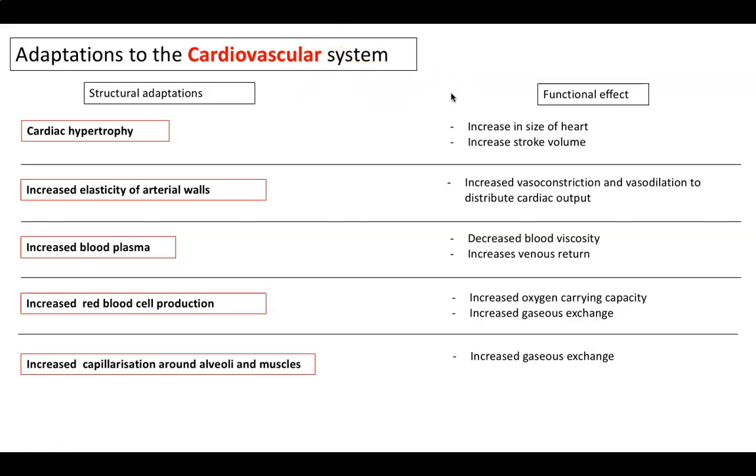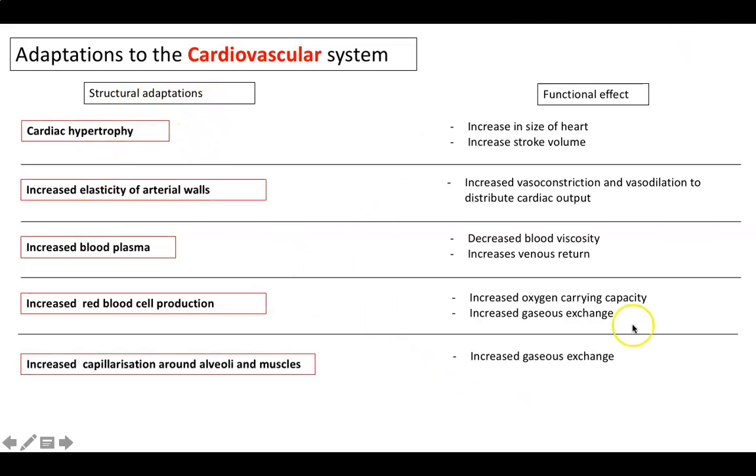So when it comes to adaptations that take place due to aerobic training, it is going to impact on our heart, i.e. cardiac hypertrophy, our blood, increase in blood plasma levels, increase in red blood cell production, and capillarization, as well as blood vessels, increased elasticity of arterial walls, and actually blood vessels fits in with capillarization as well. So if we remember cardiovascular system, heart, blood vessels, we're going to be able to get some structural adaptations.